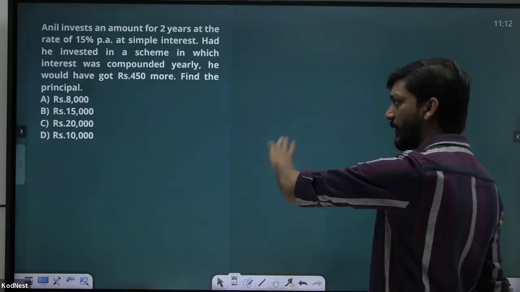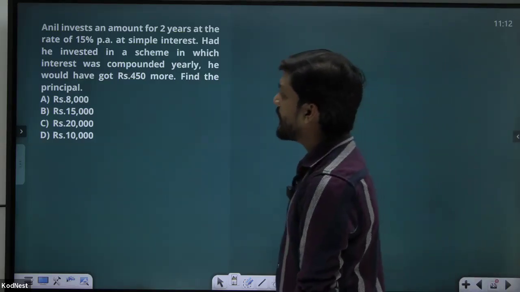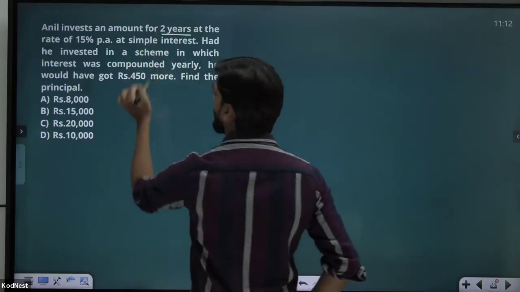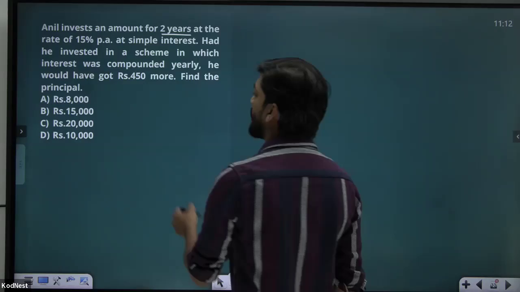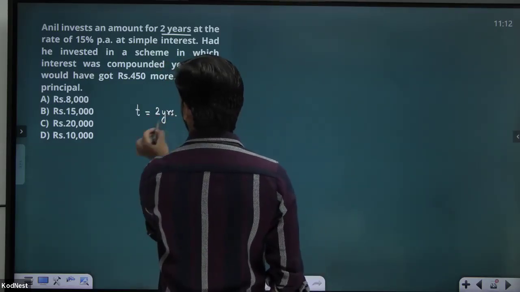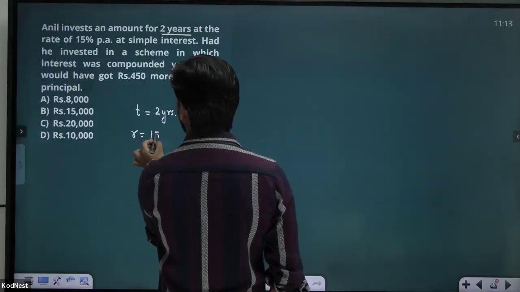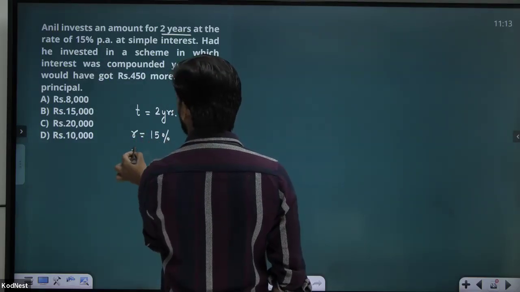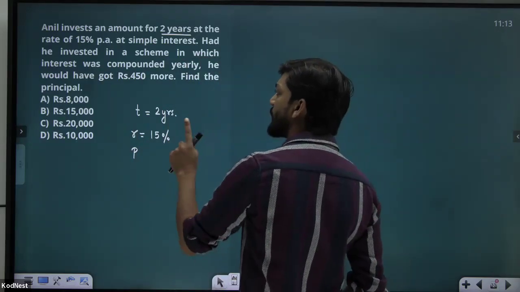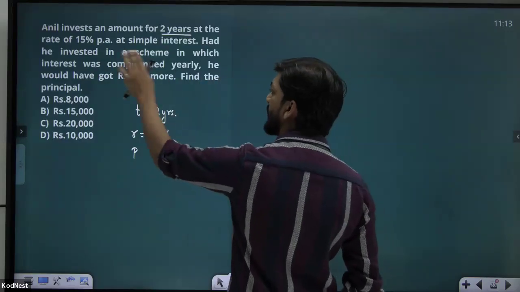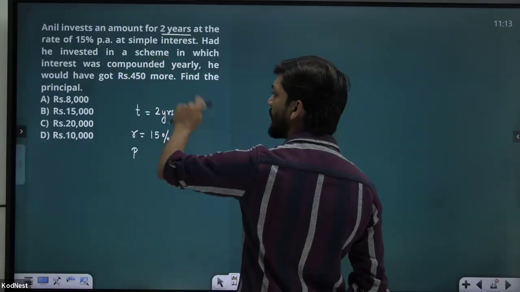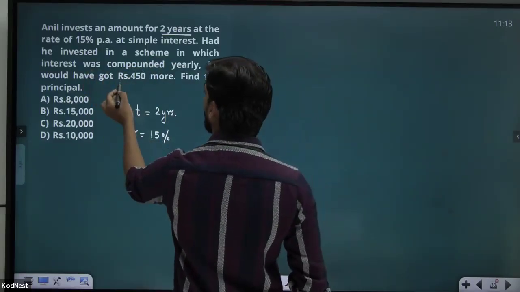Okay, read carefully. Anil invested an amount for 2 years, time is 2 years, at the rate of 15%. How much principal? I think it is not given. At simple interest. Had he invested in a scheme in which interest was compounded yearly, that means if he had invested under compound interest, he would have got 450 rupees more.